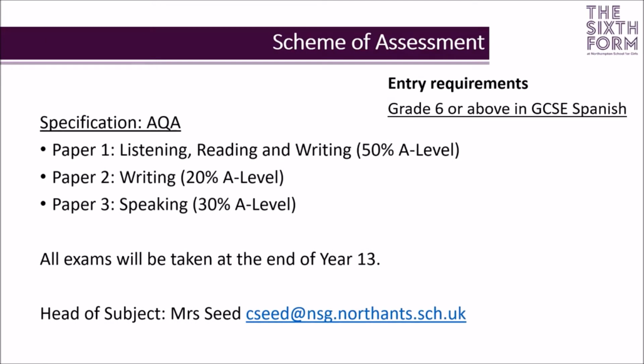The entry requirements to do A-level Spanish are grade 6 or above in GCSE Spanish. And the scheme of assessment will be split between 3 major exams following the AQA specification. Paper 1, which is a listening, reading and writing exam, covers 50% of the final A-level grade. Paper 2, it's a writing exam and it is worth 20% of their final A-level grade. And Paper 3, it's a speaking exam and covers 30% of the final A-level grade.